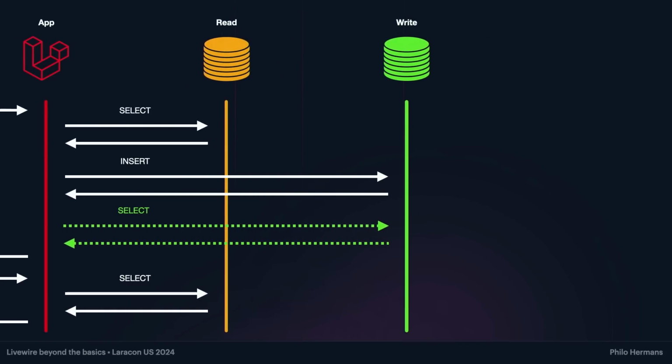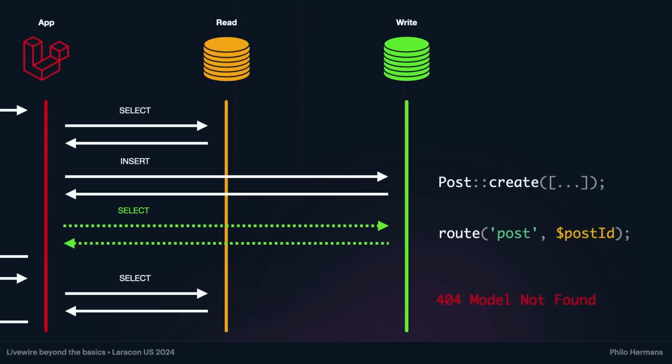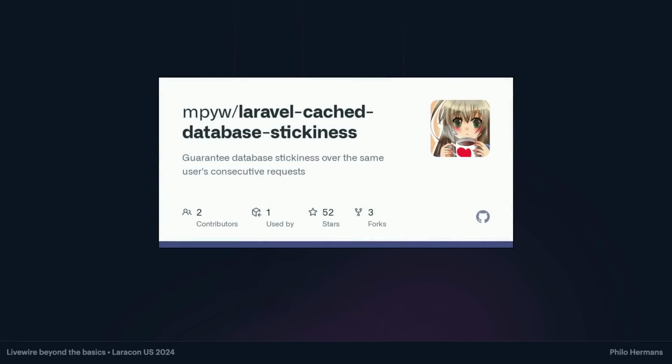And this poses a problem because let's imagine that we create a post. When the post is created, we fetch the post from the database, we get the post ID, and now the user is going to end up with a 404 not found because the read server might be lagging behind a little bit. Again, it could be a couple milliseconds, it could be a couple of seconds, but that is not a very good experience for our user. So I went looking, is there a solution for this? And luckily, someone in the community already solved this. And this is a really neat package called Laravel Cached Database Stickiness. And it basically allows you to have the stickiness cached across multiple requests.